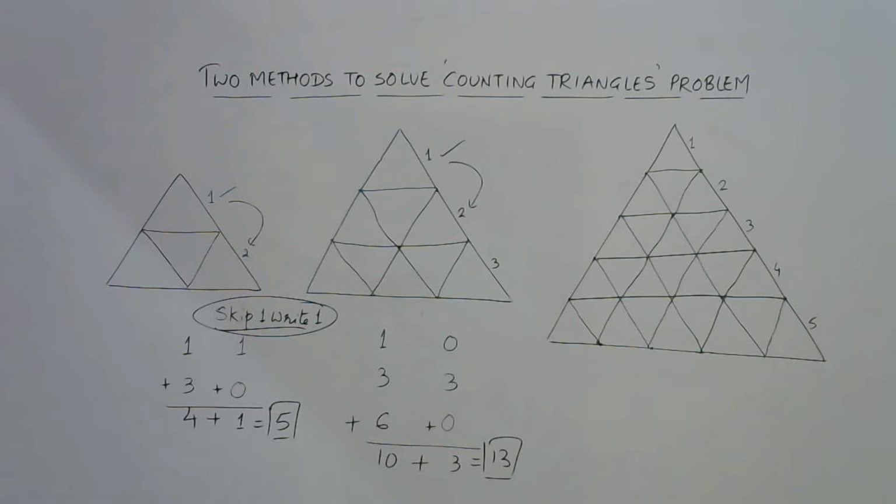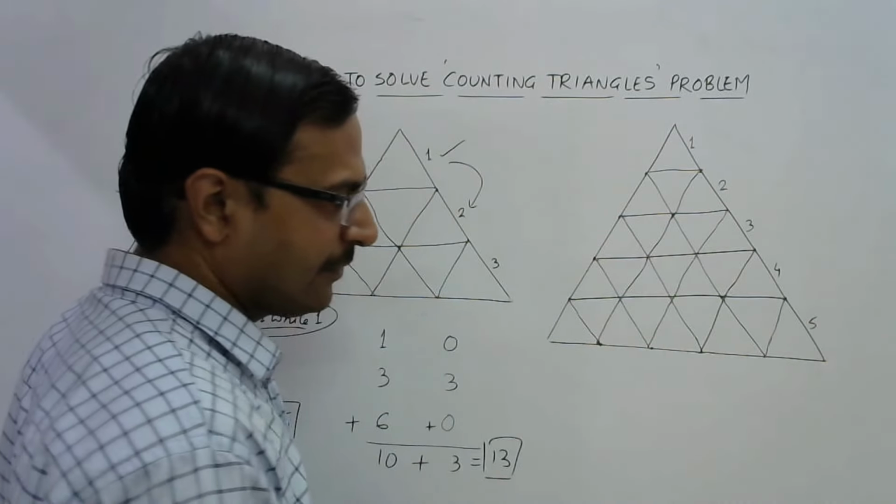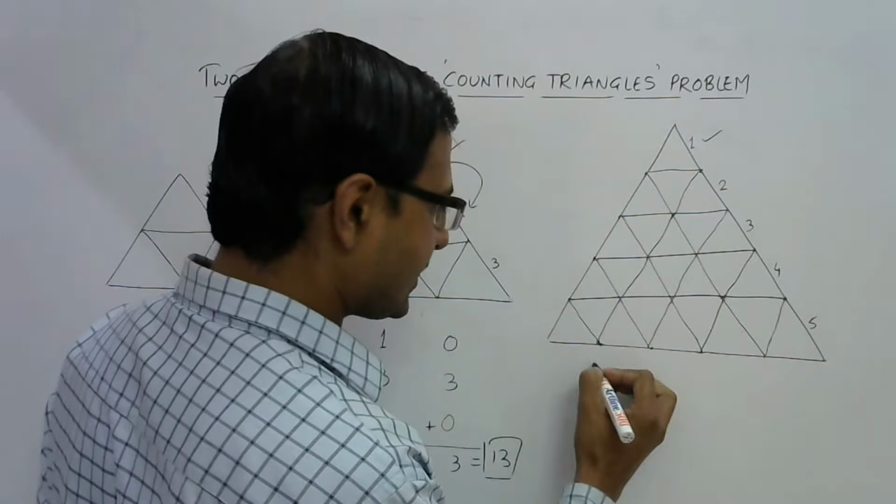You can observe here that we have five triangles on each side. So we have 1, 2, 3, 4, 5. So the first number 1 comes as it is.